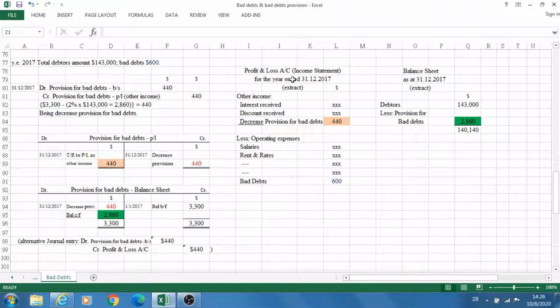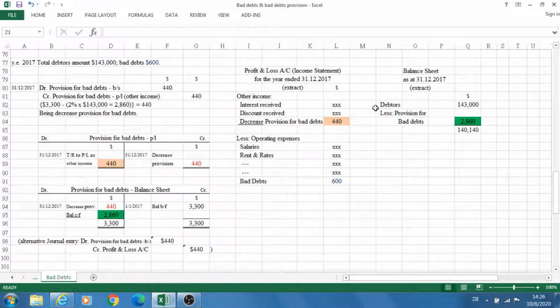This is the profit and loss account extract for year-end 2017. Under other income, decreased provision for bad debts 440. Under operating expenses, bad debts expense 600.